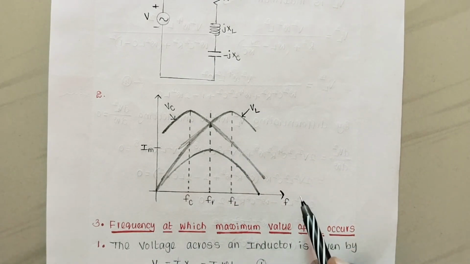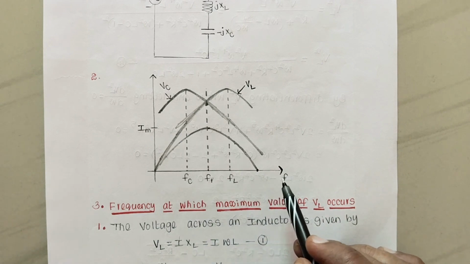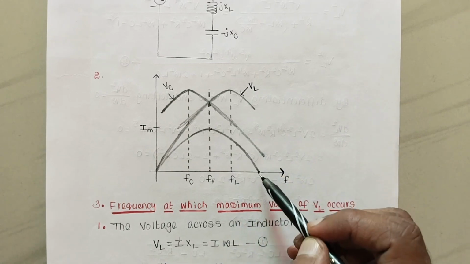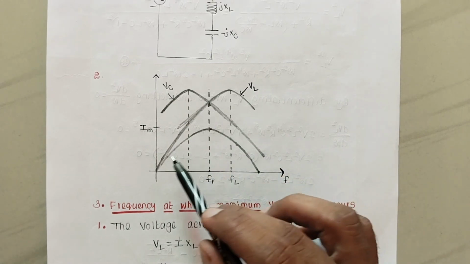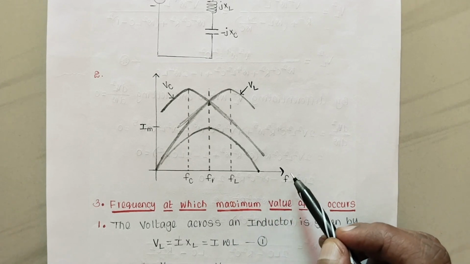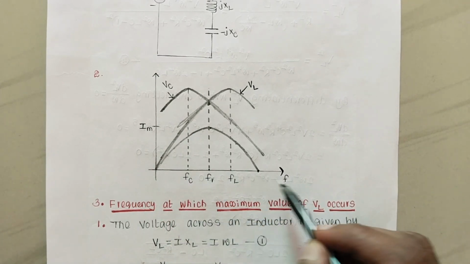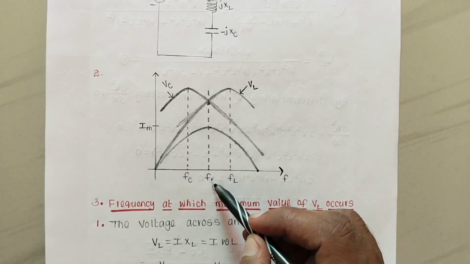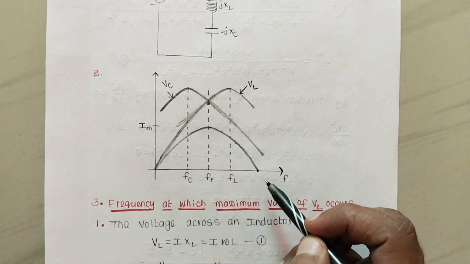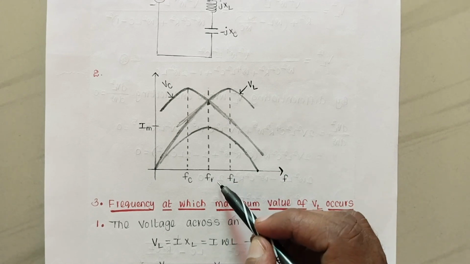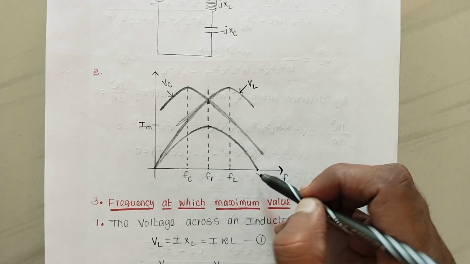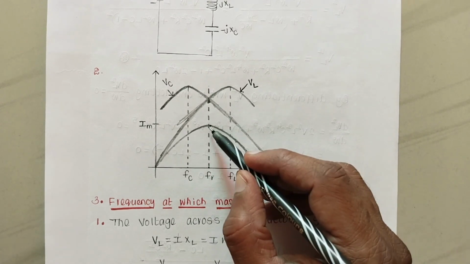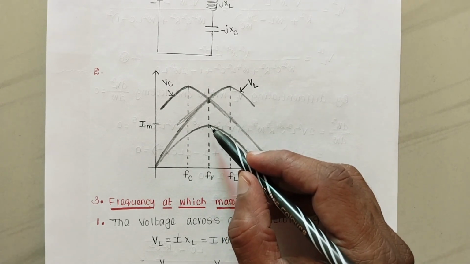So, waveforms against frequency. F is on the x-axis, and this is the current waveform. In a series RLC circuit, how does current vary with respect to frequency? As you go on increasing the frequency from 0, current increases up to the resonance frequency. Later, for any increase in the frequency from FR, that is the resonance frequency, current decreases and goes to 0. So at resonance frequency, current in the circuit is maximum.